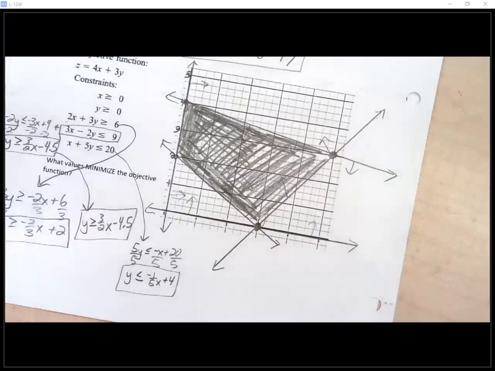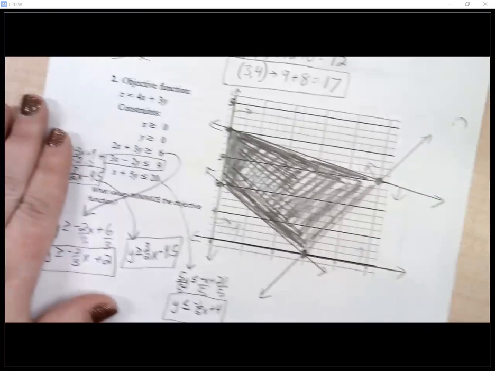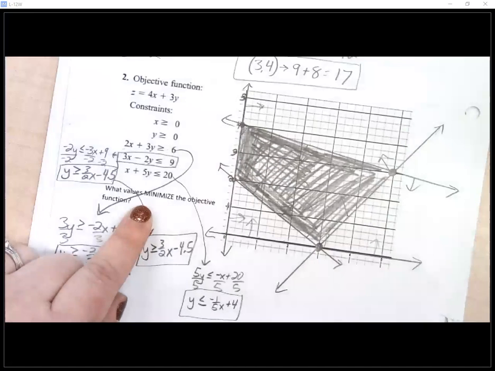So there's half the battle. I have my feasible region. Remember, that's what we call this. So this is all the combinations, I should say, of things that would work within the given constraints. But now the whole point of this is to figure out, if we read the question that I drew all over, what values minimize the objective function.